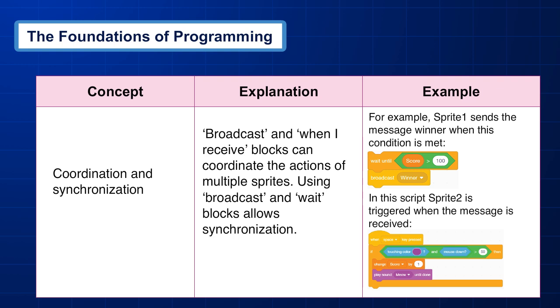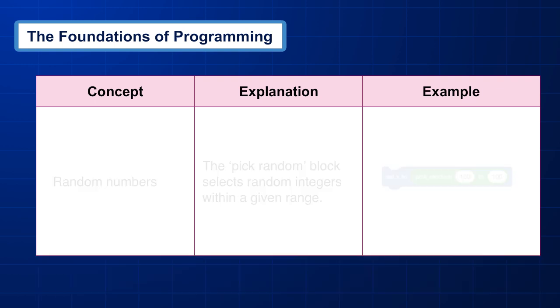Coordination and synchronization. Broadcast and when I receive blocks can coordinate the actions of multiple sprites. Using broadcast and wait blocks allows synchronization. For example, sprite 1 sends the message winner when this condition is met. Wait until score greater than 100. Broadcast winner. In this script, sprite 2 is triggered when the message is received.